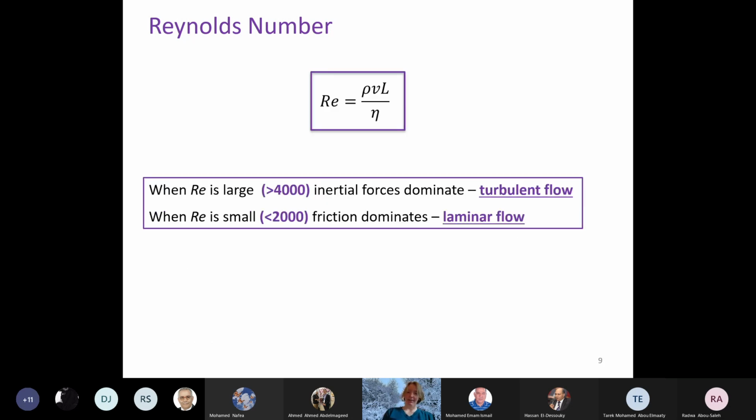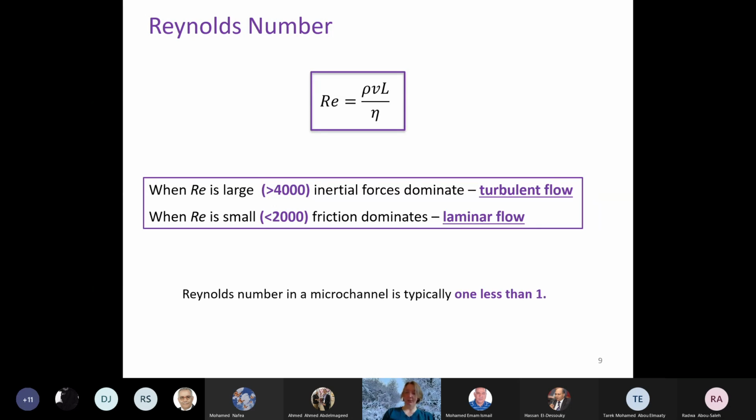Okay, so the Reynolds number can be used to describe how flow behaves. On large length scales, the Reynolds number tends to be large, so anything greater than 4,000, we say that the inertial forces dominate over the viscous forces, and this gives rise to turbulent flow. When the Reynolds number is small, so generally less than 2,000, then the viscous forces dominate over inertial forces, and we get laminar flow. And we'll go into that in a little bit more detail.